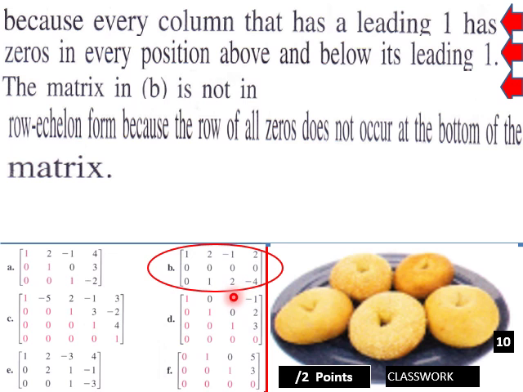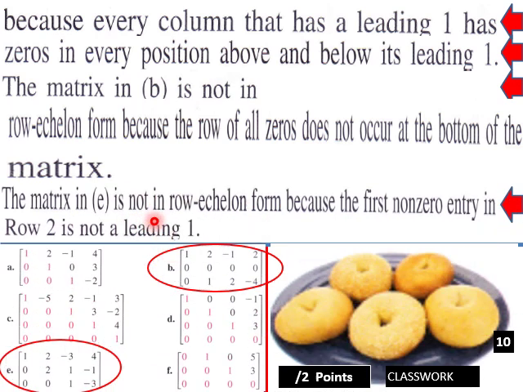The matrix in B is not in row echelon form because the row of all zeros does not occur at the bottom. See, these are zeros over here, so the matrix in B is not in row echelon. This is not row echelon. Then we have zeros and ones here. See, E.